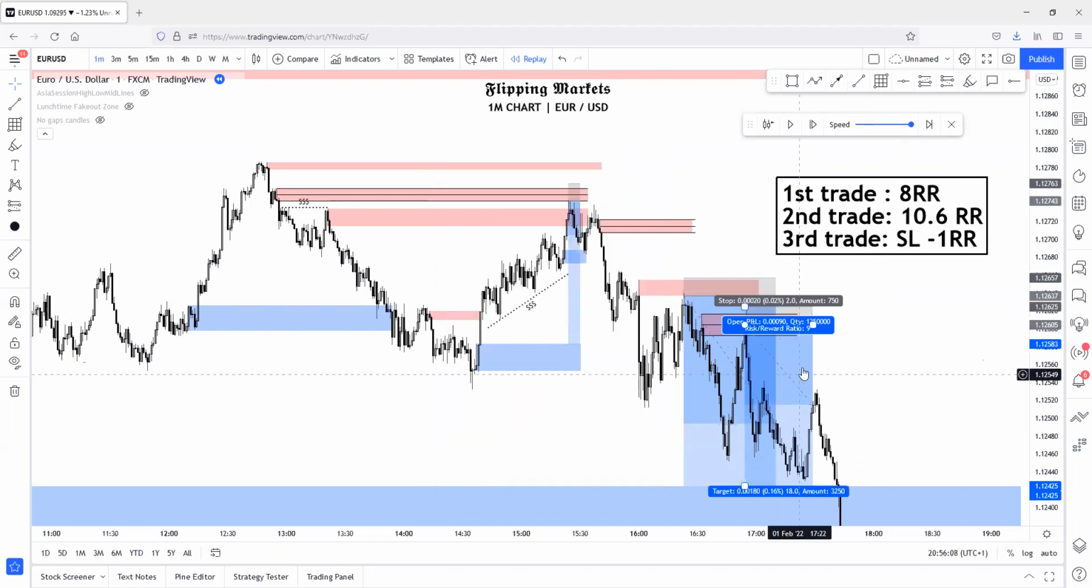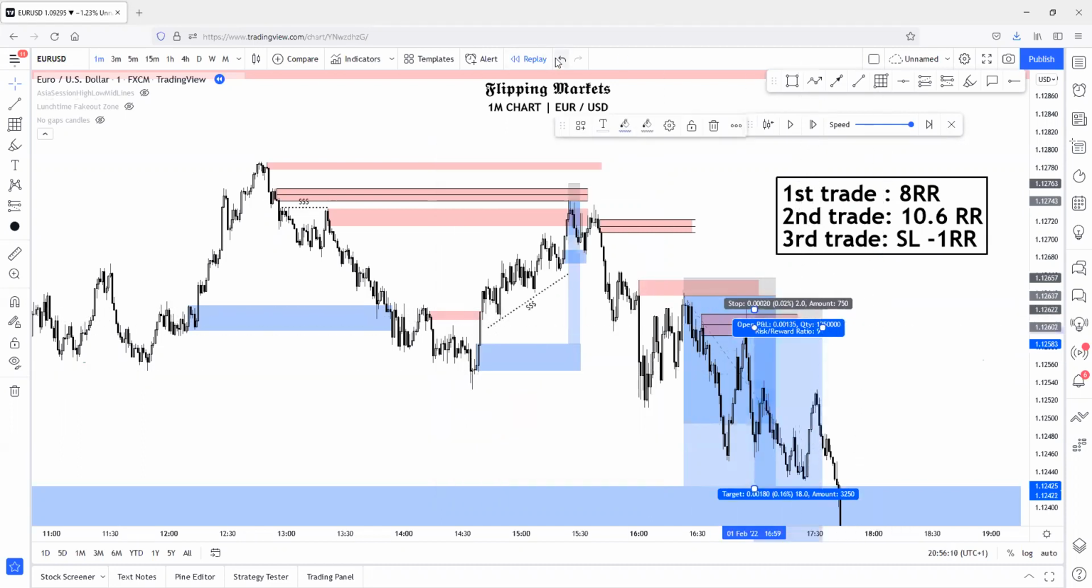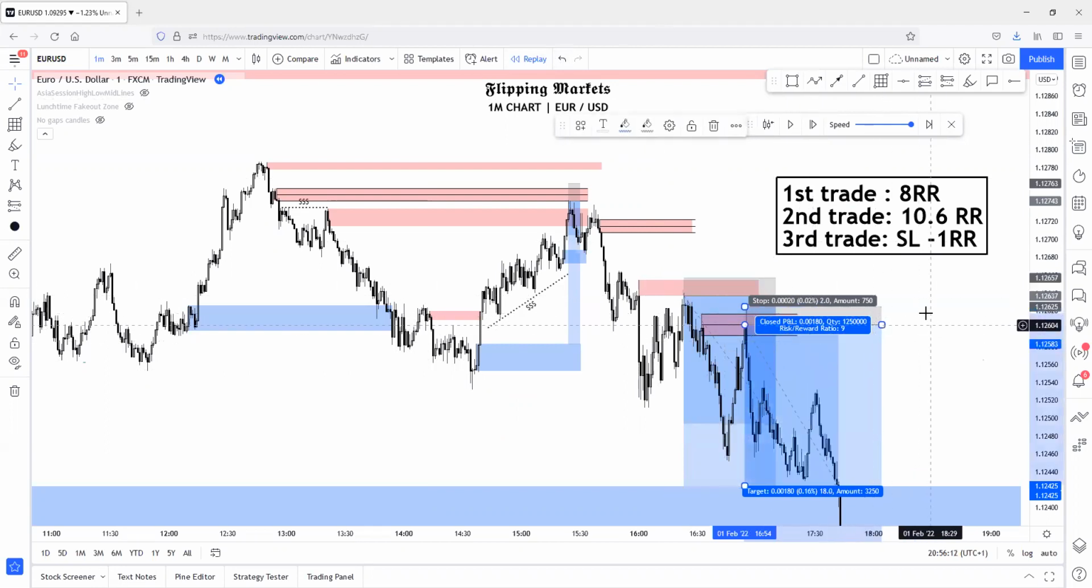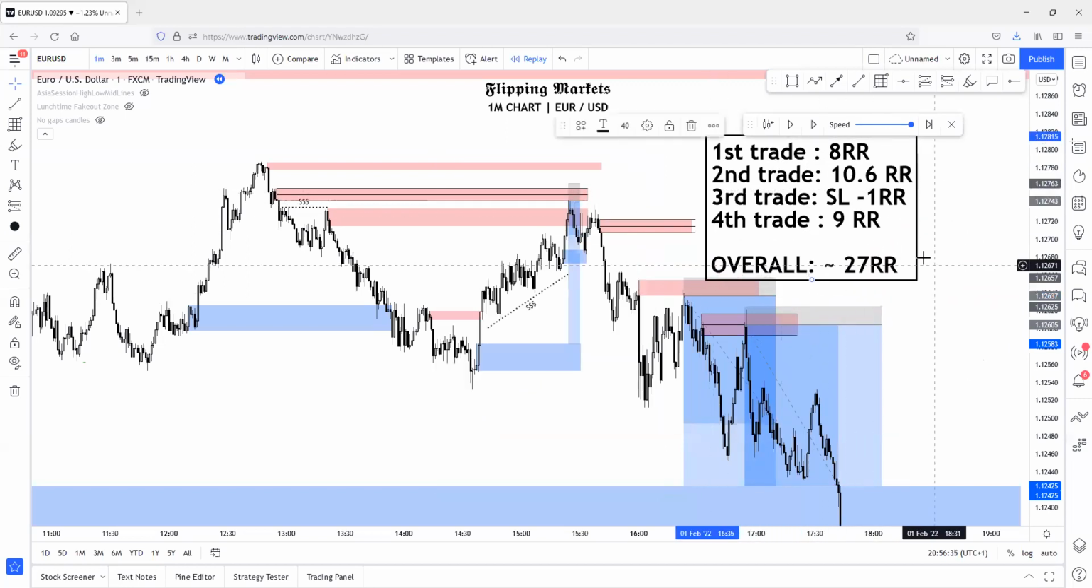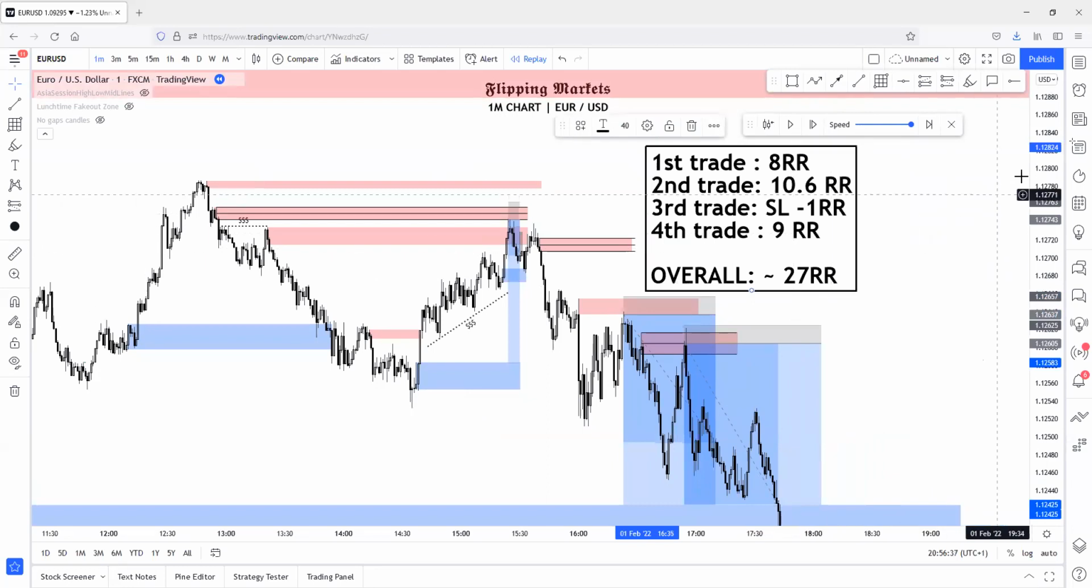Fourth trade is, let me just adjust this. Fourth trade is exactly 9 risk reward ratio. Overall, 8, 18, almost 20 risk reward ratio. Minus the 1. So, okay, let's just keep this 27 risk reward ratio for today at a single New York session with following the pro trend.